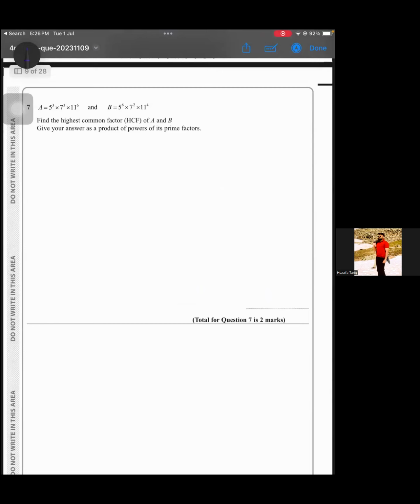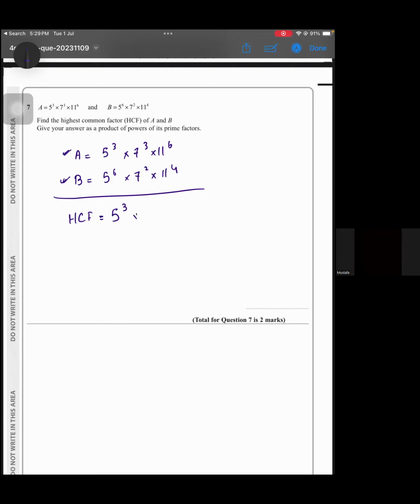Question number 7. First of all, the prime factors of A are 5 cubed times 7 cubed times 11 raised to the power 6. And B is 5 raised to the power 6 times 7 squared times 11 raised to the power 4. To find the HCF between the two terms A and B, 5 cubed is the term common to both. The next is 7 squared, and the third is 11 raised to the power 4. So this is the HCF between the two terms. This is your answer.